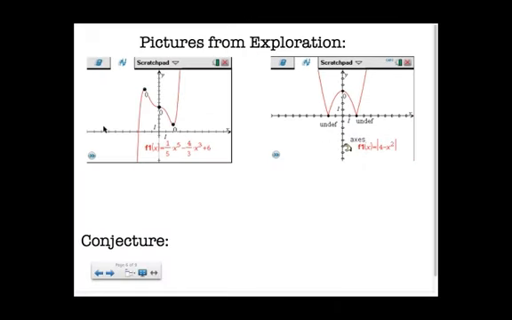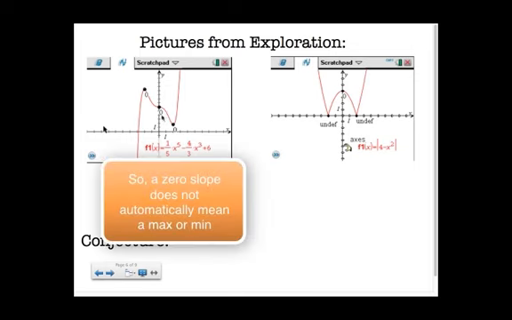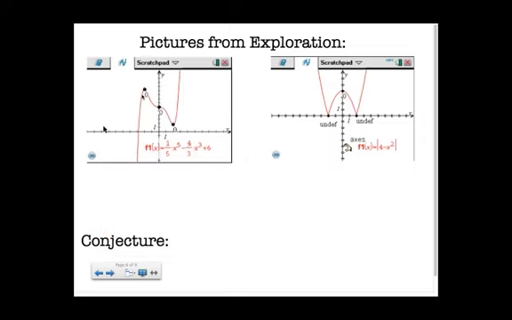So I pasted the 2 pictures that we used, and let's take a look at the data that we recovered and see if we can make a conjecture about where we look for maxes and mins. On this first graph, there were 3 places where the slope was 0. 2 of those were either a local max or local min, 1 was not. So it's not automatic that if the slope is 0, you have a max or min. But that is a good tell that it's possibly a local max or min.